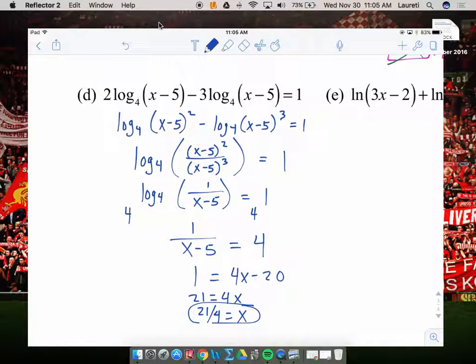Okay. So does that work? 21 over 4 is roughly how much? It's a little bit bigger than 5, right? So if I do 21 over 4 minus 5, that should still be positive. So that's your only solution. Good.